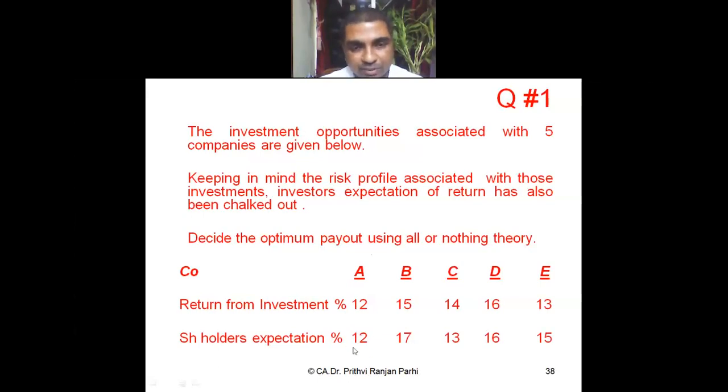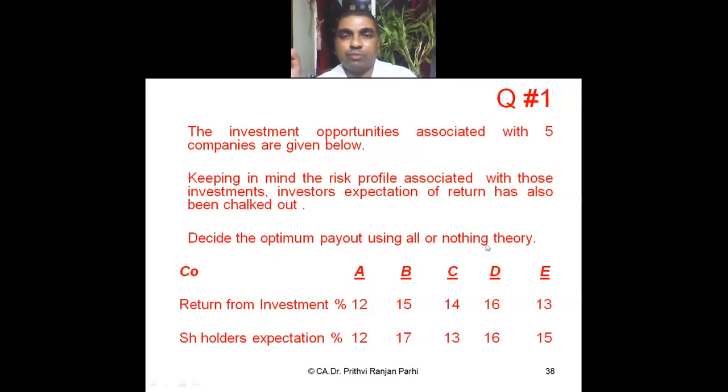Shareholders' expectation, which we can call K, is 12%. This one is K, and the upper one is small r. This is R, this is K. Then 12%, 17%, 13%, 16%, 15%. The question is asking to use all or nothing theory.